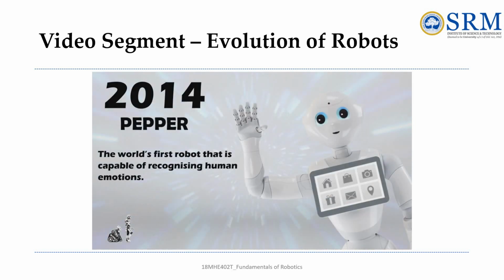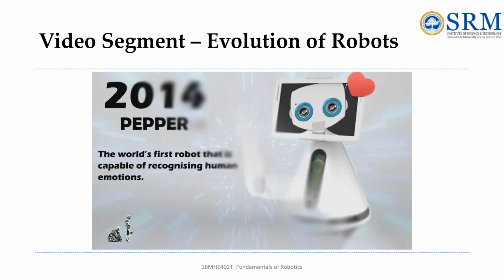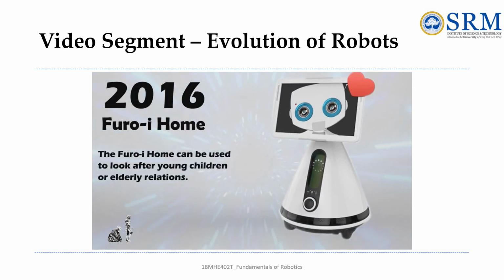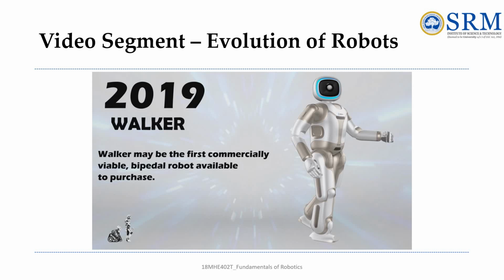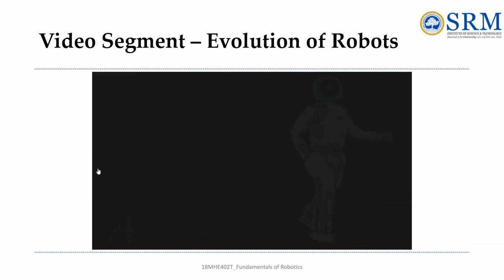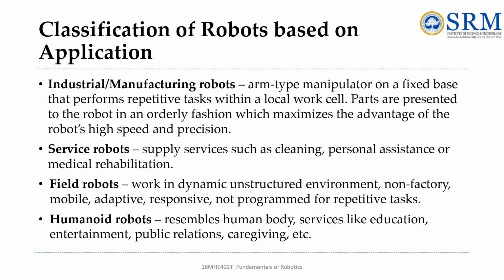So you could see from the 18th, 19th century robot evolution, how improvement of automation has been done from the 18th century till now. Okay. So this is about the evolution of robots. And next is the classification of robots based on their application.